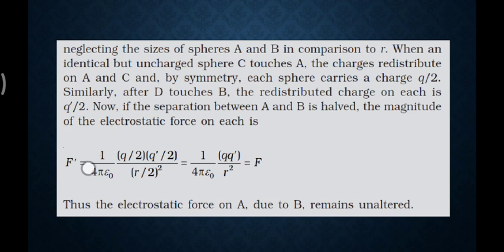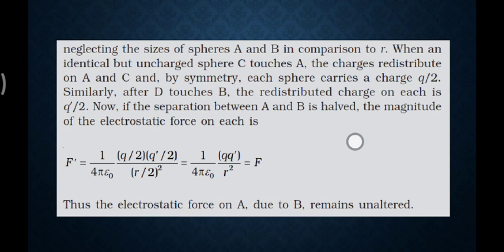K, that is 1 by 4 pi epsilon 0. Now the charge on A, as we know, is going to be half, so we are taking q by 2, not q. Now the charge on B is q prime by 2. And also, as we know, the distance is also going to be half, 10 becomes 5.